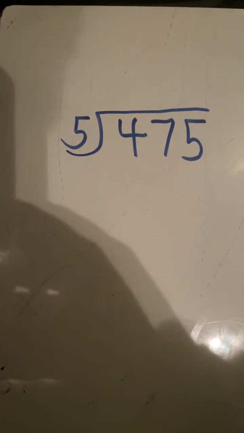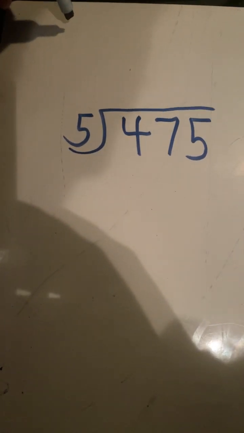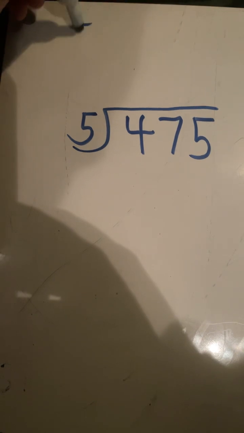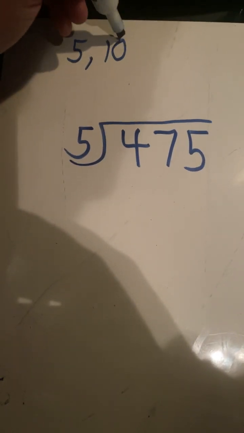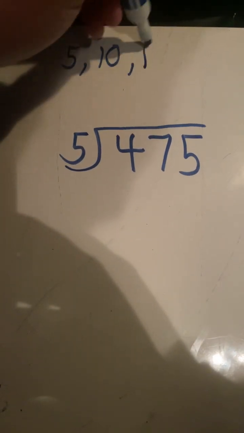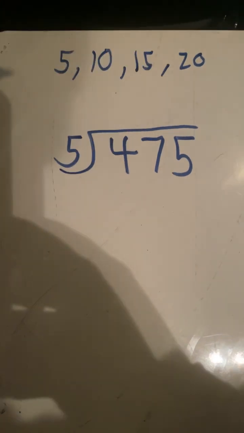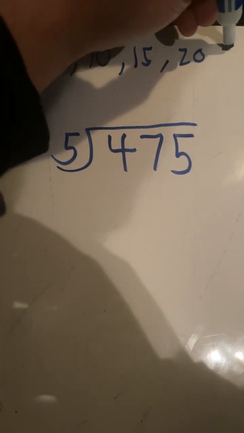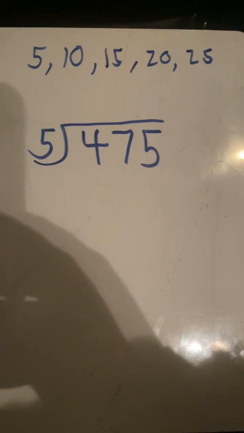So what I'm going to do is count by 5s, and count how many groups of 5 go into 47. 5, that's 1 group of 5. 10, 2 groups of 5. 15, 3 groups of 5. 20, that's 4 groups of 5. 25, 5 groups of 5.